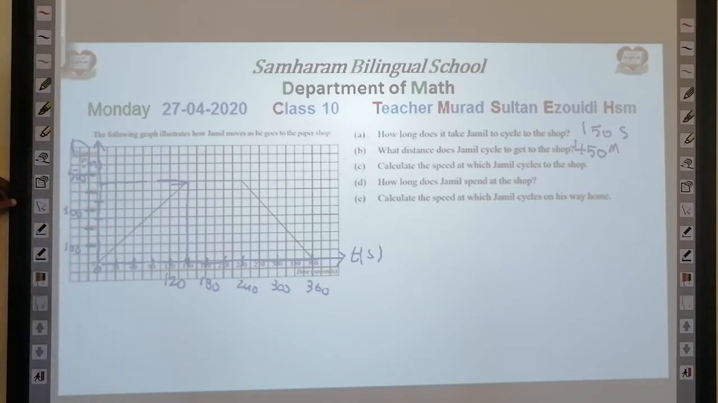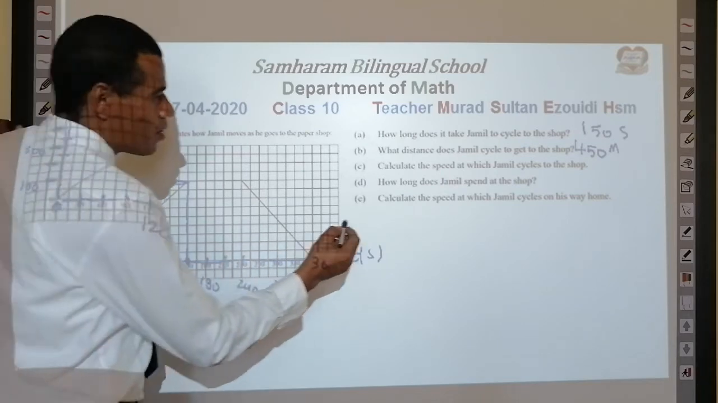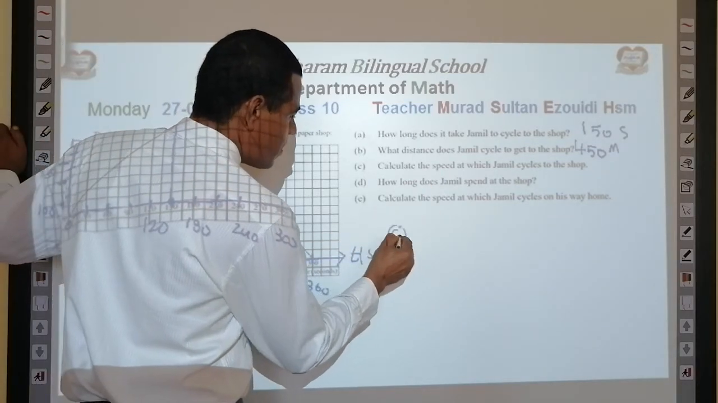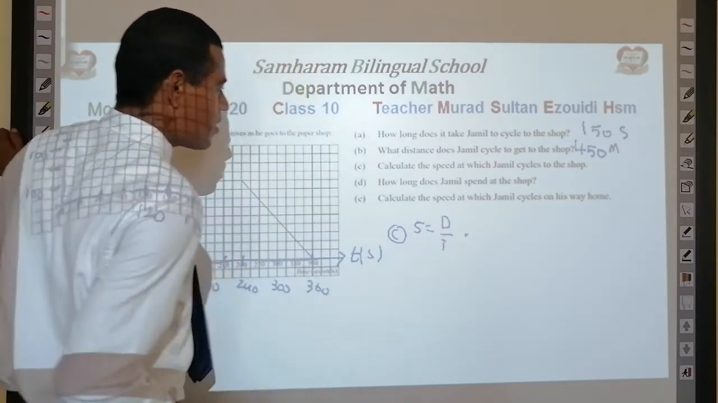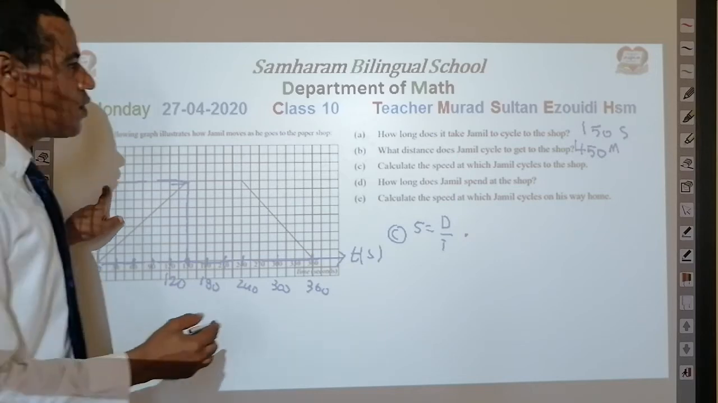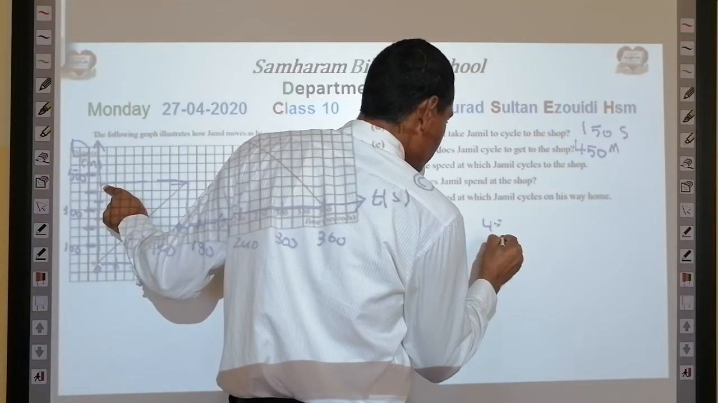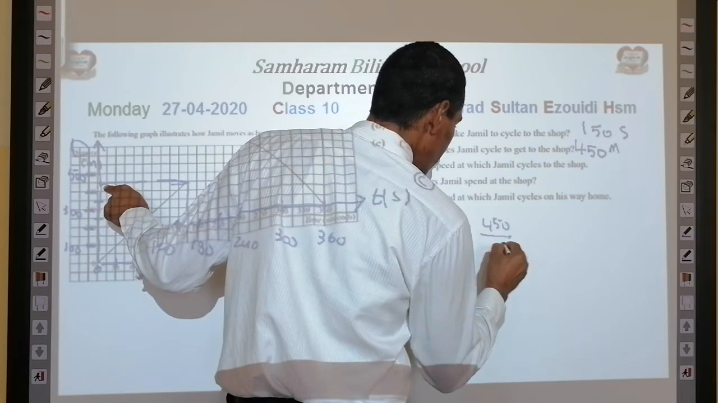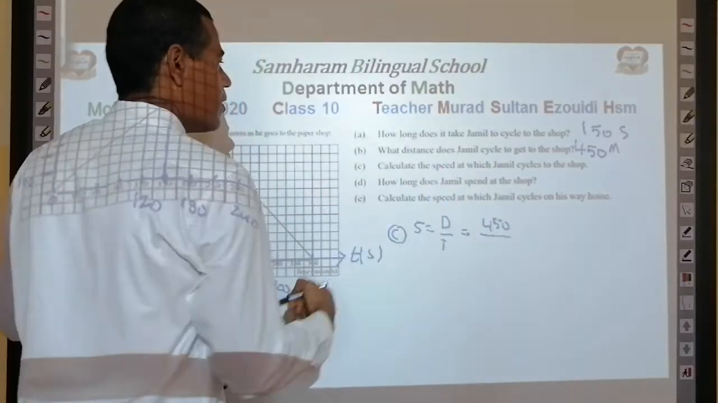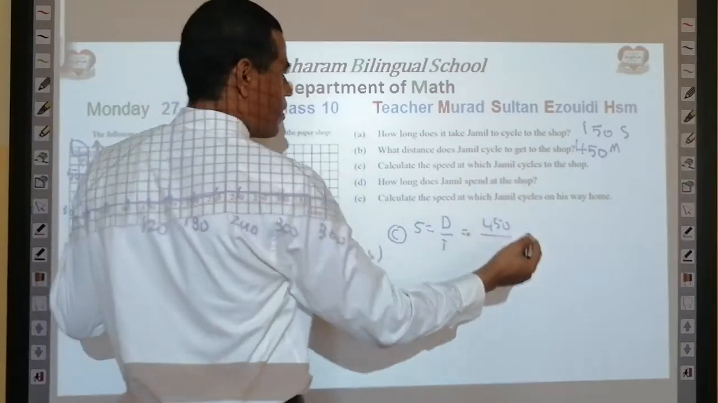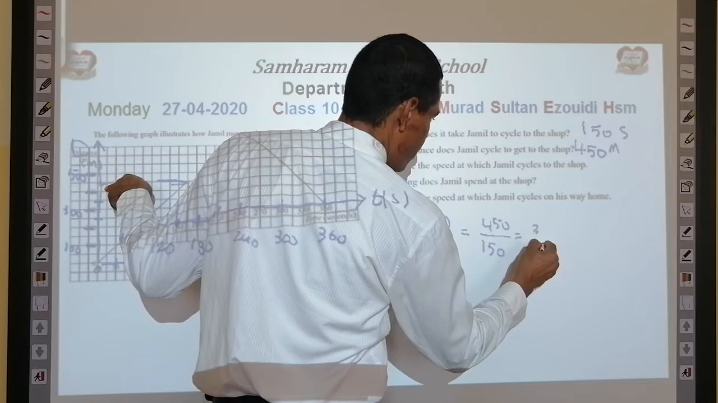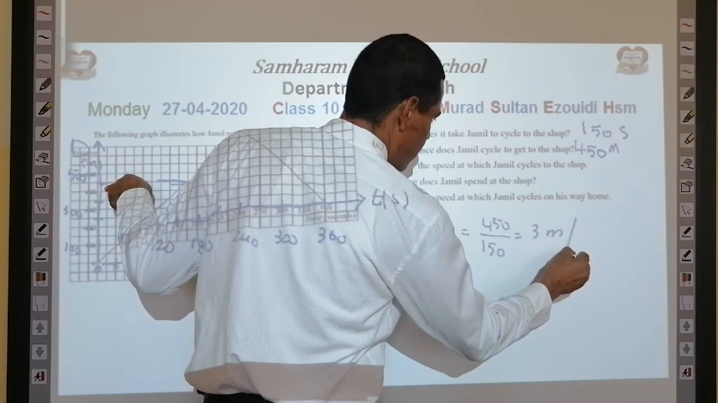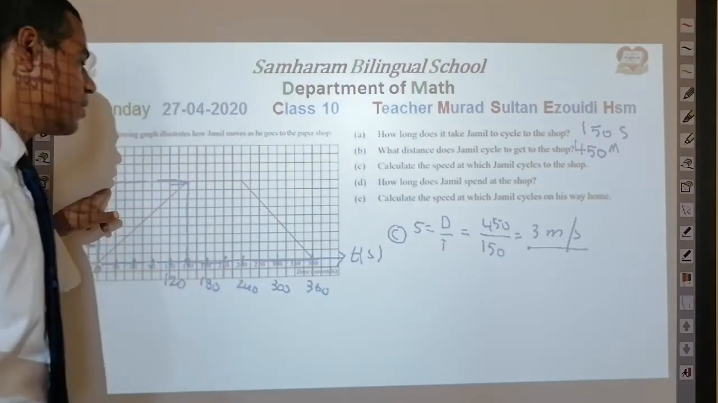Next, calculate the speed at which Jamal cycled to the shop. Speed is distance divided by time. Distance we told 450, divided by 150 seconds. So it will be 3 meters per second. This is the speed.